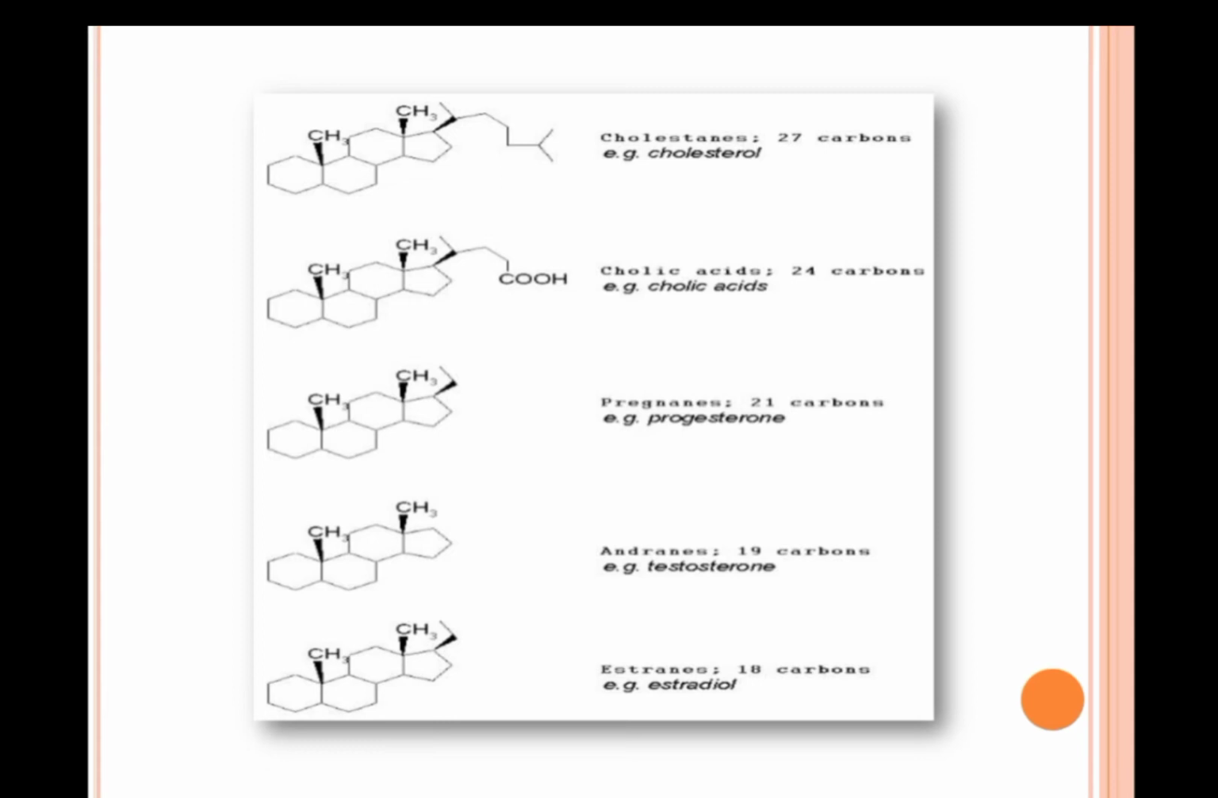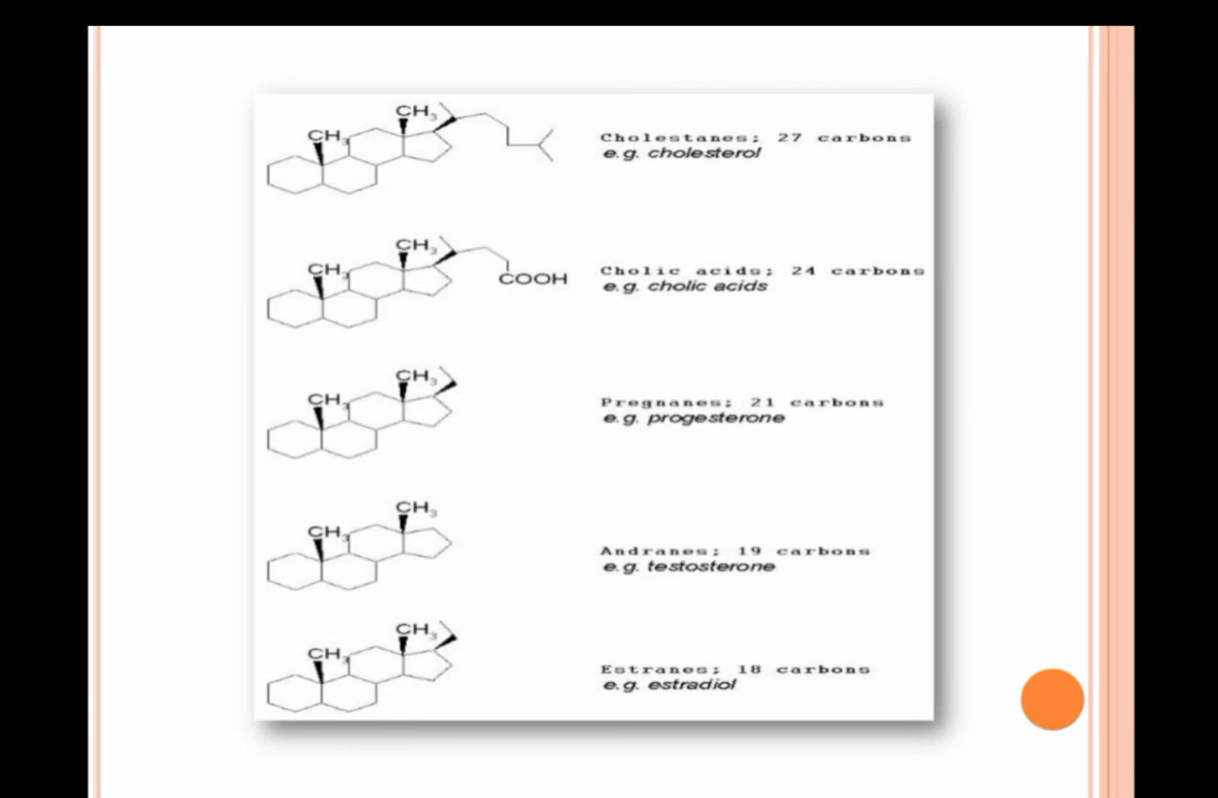As we know, the basic ring system has 17 carbon. If there are 27 carbon, it can be called cholesterol. 24 carbon, cholic acid. 21 carbon, pregnane. 19 carbon, androgen. 18 carbon, estrane. You have to fix this in your mind so that you can name the steroid easily.